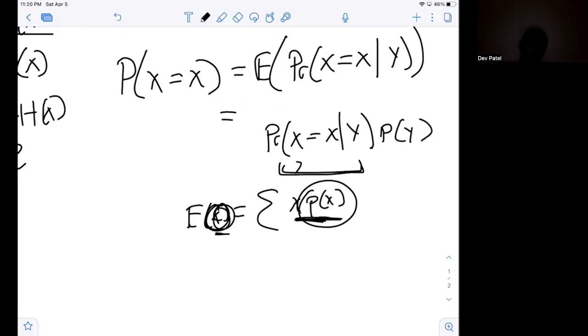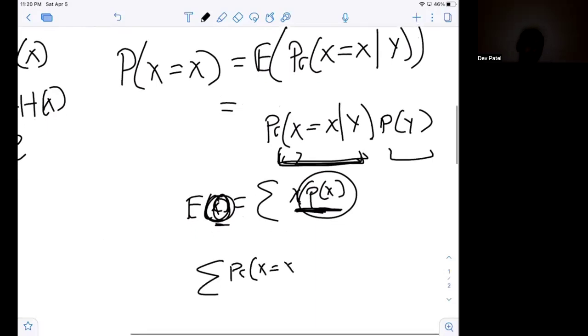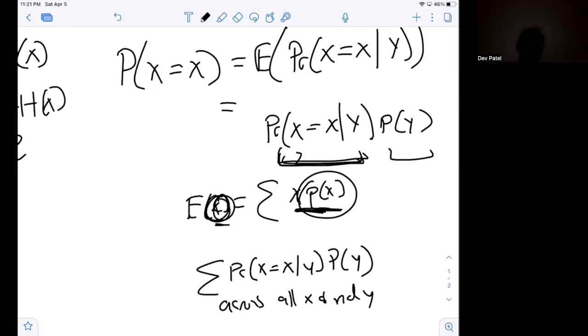So what is the probability that this actually exists? Well, it exists if we have y existing. So this is essentially the summation of the probability of x given y times the probability of y across all x and y. That's one of the main formulas we need to understand, and it comes up in many of the questions. The root of it is that the probability of x is the expected value of the probability of x conditioned on y.